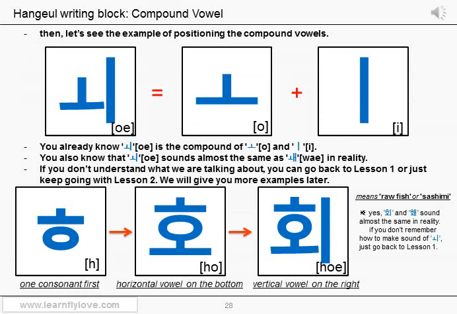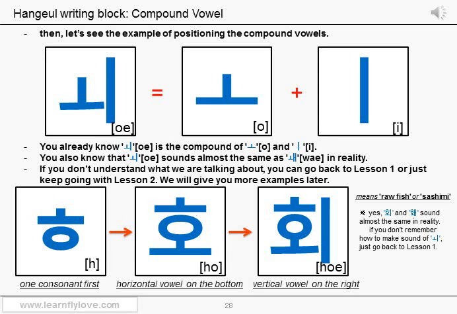You already know how to position a compound vowel in a block. So let's take a look at the example here. Are you familiar with this compound vowel on this page? You already know this vowel is the compound of O and E vowel. You also know that O plus E sounds almost the same as O plus E sound. Oe, we. In reality, okay? So it's pronounced we. If you don't understand what we're talking about here, you need to go back to lesson 1 or just keep going with lesson 2. We'll give you more examples later.